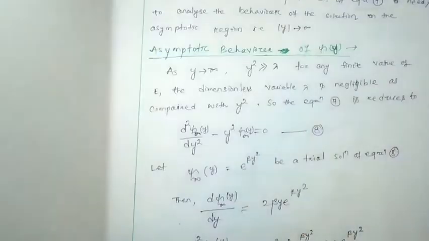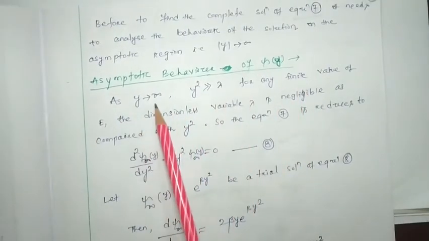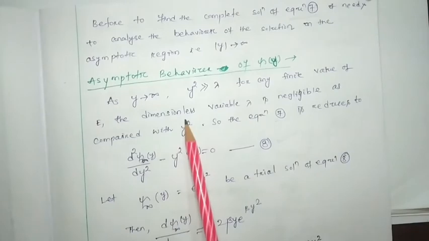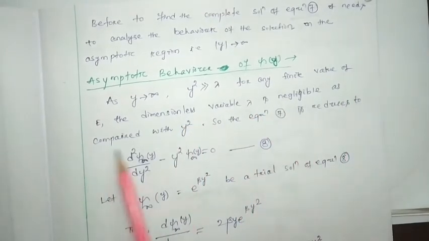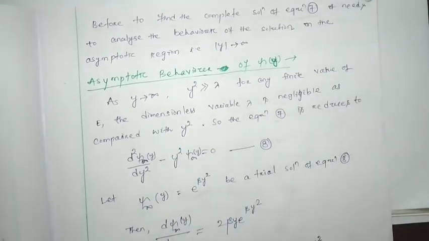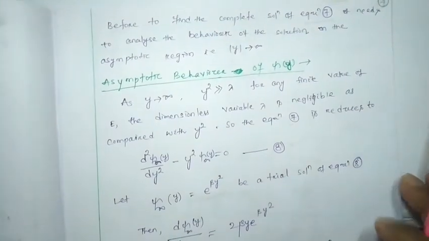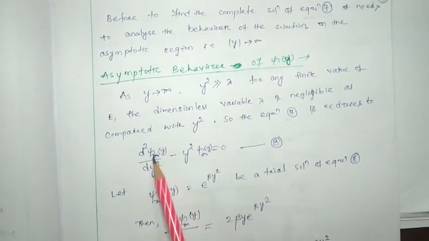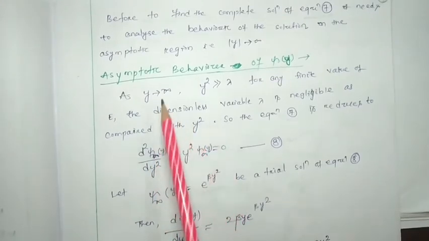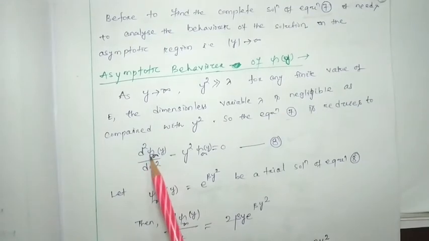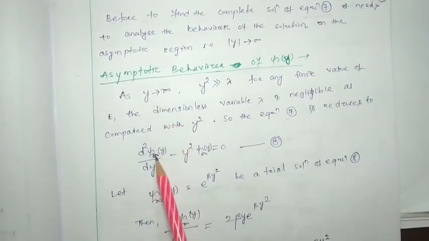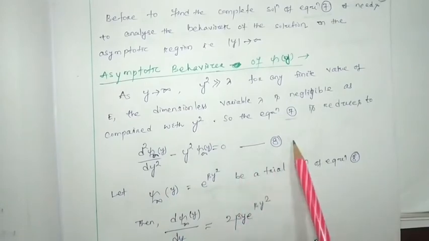So equation number 7 can be written as follows, only as y tends to infinity: y square is greater than lambda for any finite value of energy E. The dimensionless variable lambda is negligible as compared with y square. So equation number 7 is reduced to d square psi infinity y by dy square minus y square psi infinity y equal to 0. Here infinity is in subscript, because we are considering y tends to infinity; it is just a name we give to psi at y tends to infinity. Let this be equation number 8.